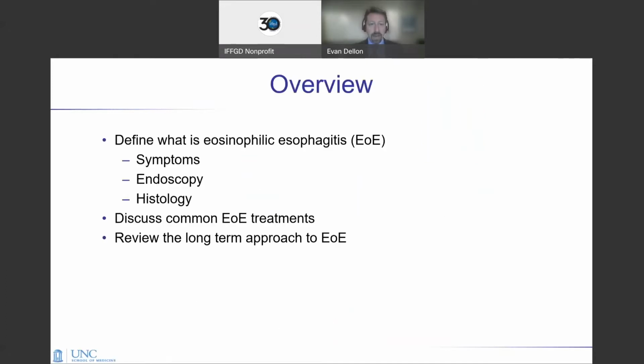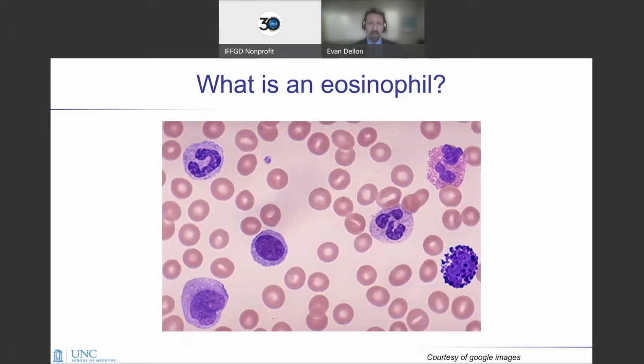And for the talk today, this is the overview. I'd like to help define what is eosinophilic esophagitis and specifically talk about symptoms, the endoscopic findings, and the histology that lets us put it all together to make a diagnosis, then discuss some common EOE treatments and review the long-term approach to EOE. So before we talk about the condition, I'd like to talk about what is an eosinophil.